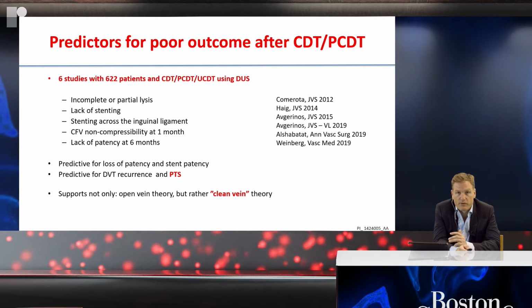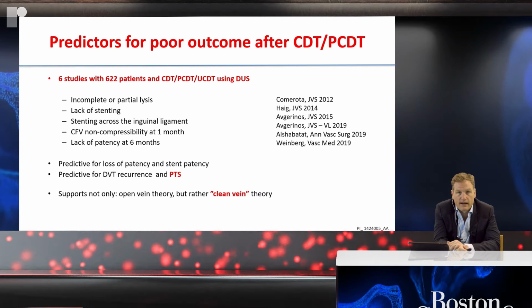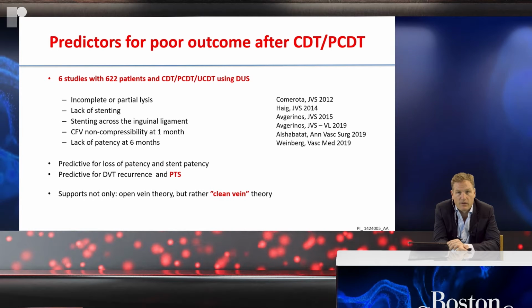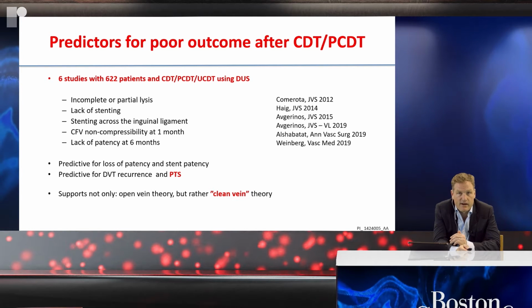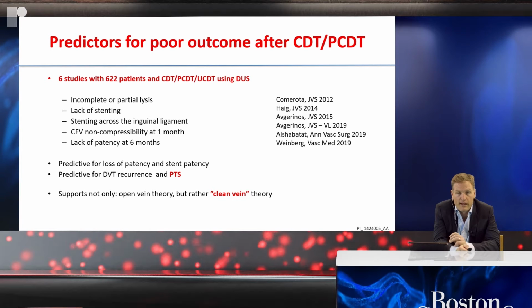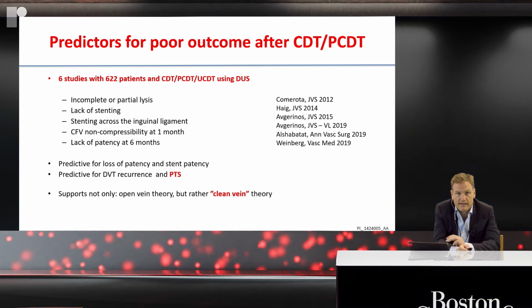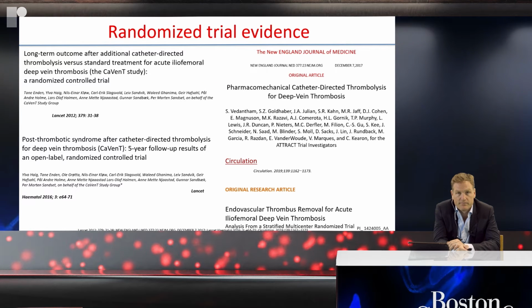And we know that there are also predictors for poor outcome after CDT or PCDT, and these really are about the risks for lysis, which are related to bleeding complications, and the indicators for poor outcomes are also related to inability to do a proper technical procedure. In other words, if you leave a lot of residual clot behind, you're going to get a poor outcome.